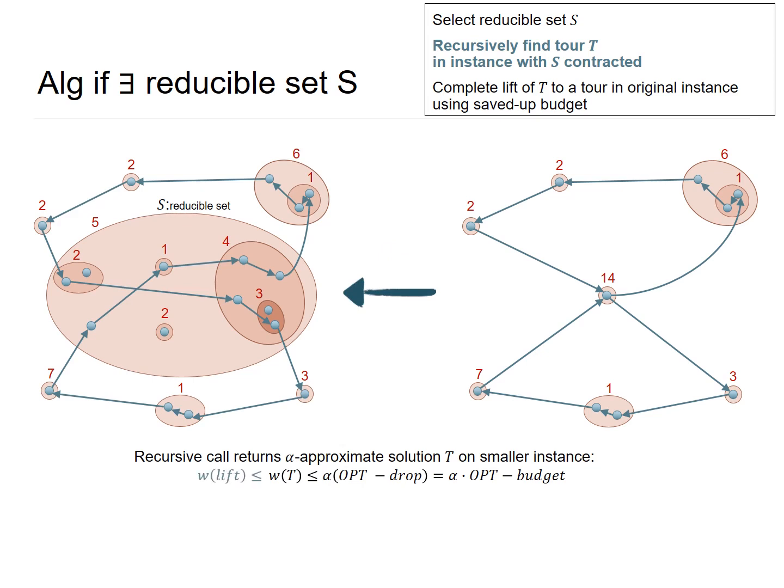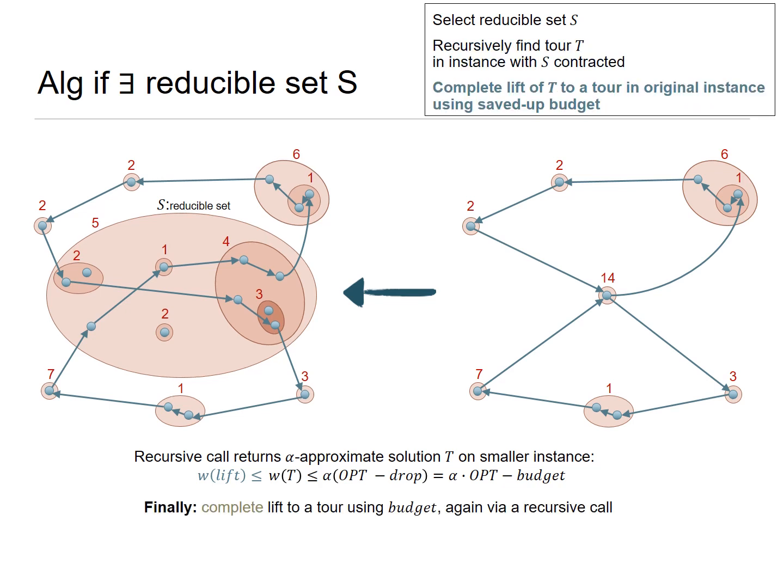And the cost of it is, again, not more than the cost of the original tour because of how we set this number 14. And now we can complete this lift to a tour using our budget. Again, we use a recursive call to do this. So this will be a recursive call on just S. We add this, now it's a tour.